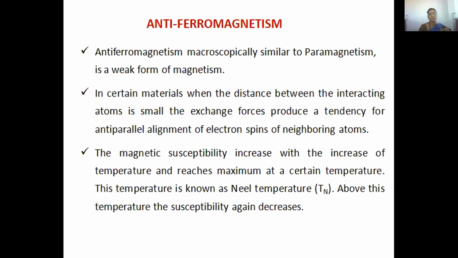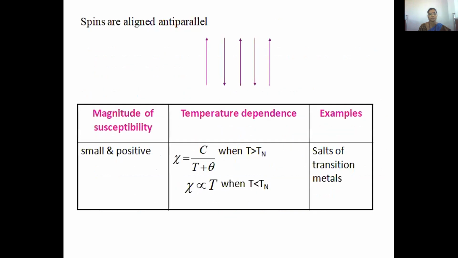Next, antiferromagnetism. Antiferromagnetism, macroscopically similar to paramagnetism, is a weak form of magnetism. In certain materials, when the distance between the interacting atoms is small, the exchange forces produce a tendency for anti-parallel alignment of electron spins of neighboring atoms. The magnetic susceptibility increases with the increase of temperature and reaches a maximum at a certain temperature. This temperature is known as the Néel temperature. Above this temperature, the susceptibility again decreases. That means below TN, our susceptibility will be in proportion with the temperature.